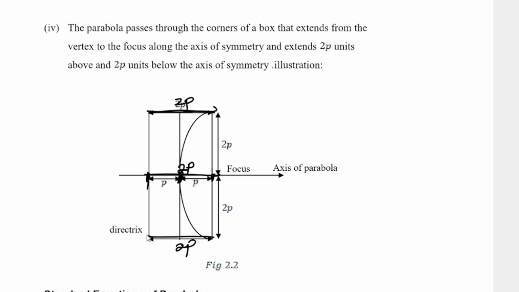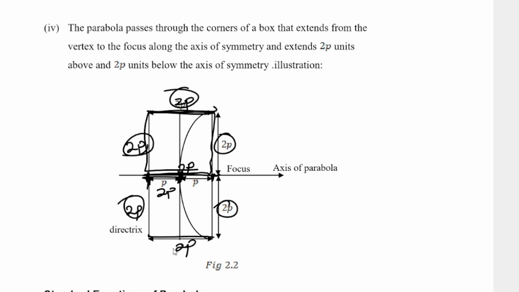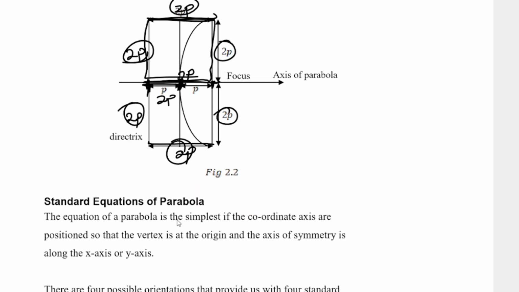If from here to here is also 2P, and from here to here is also 2P, that is what we are trying to see. So the first part of the box is this side. It is of equal distances. So if here is 2P, then here will be 2P, here will be 2P, and here will be 2P. The same thing as this one, same thing as this, and that is what we are talking about here.